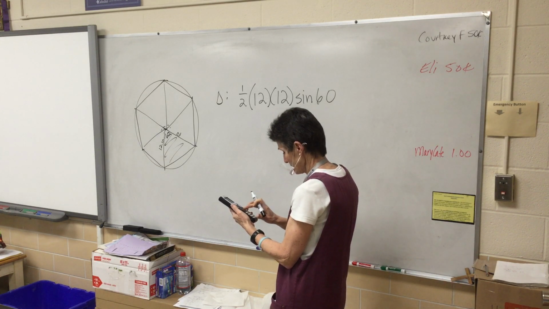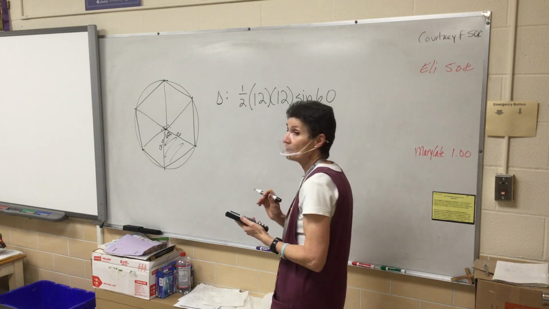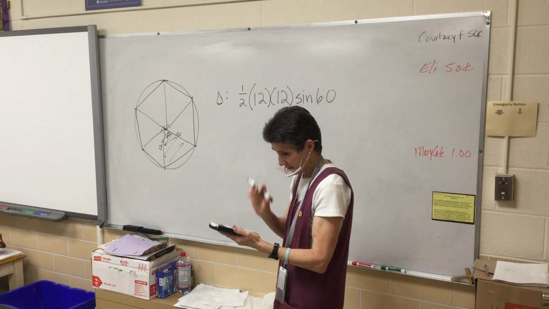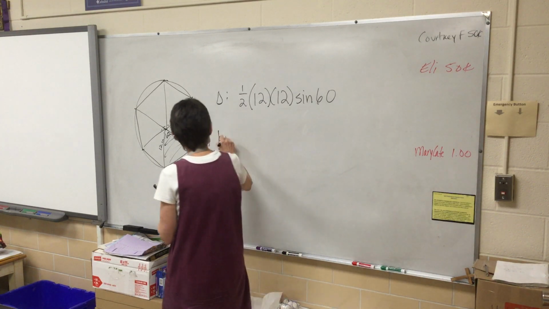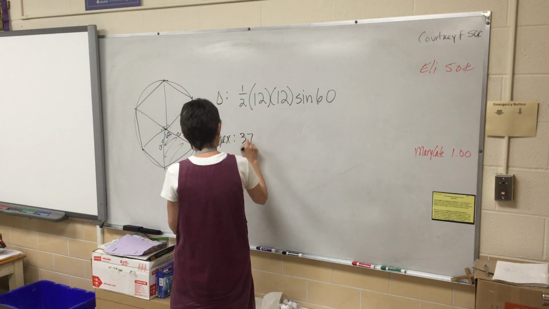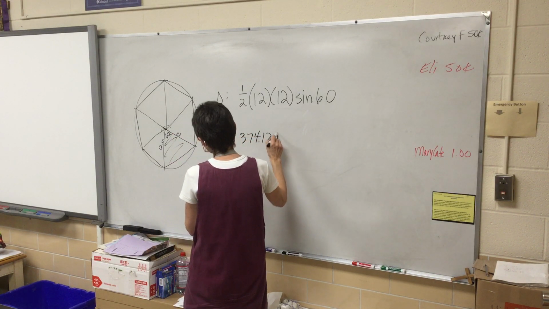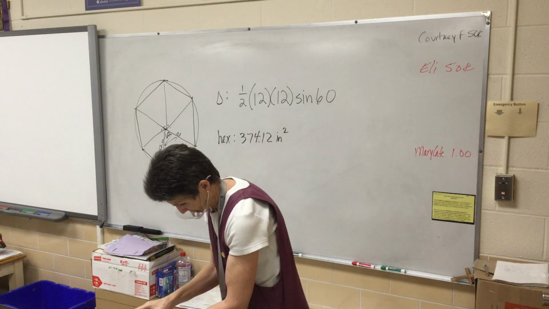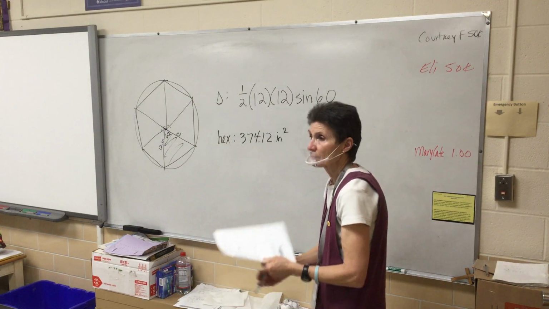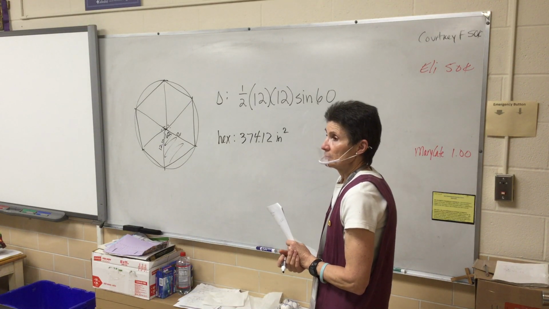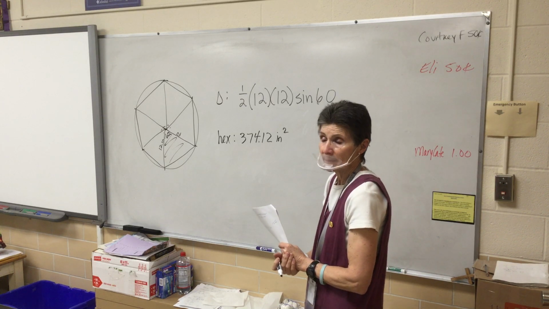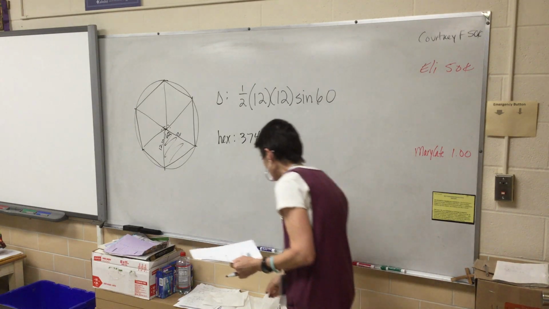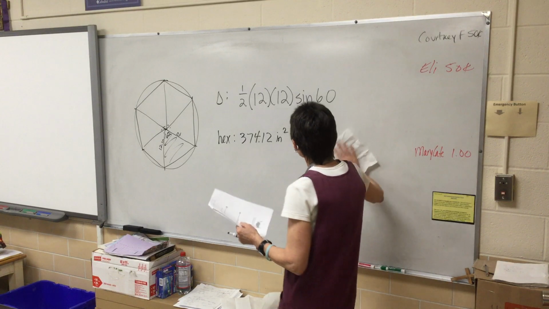That is the area of the triangle. So then I'll just hit times 6. And my hexagon has an area of 374.12 square inches. Is that okay? So this could have been a decagon, an octagon, a pentagon, anything, and the strategy would have been exactly the same. Okay.